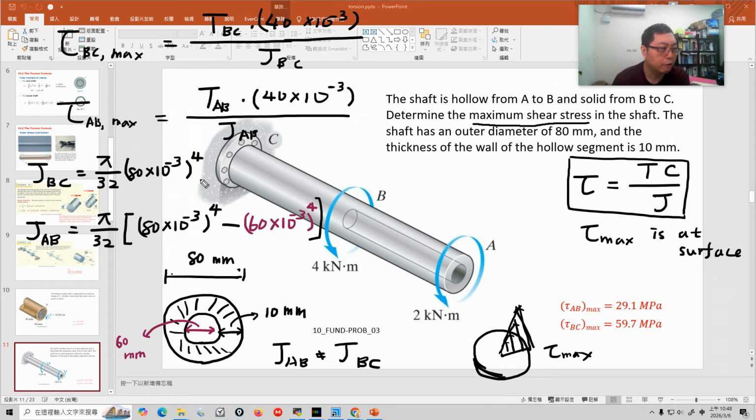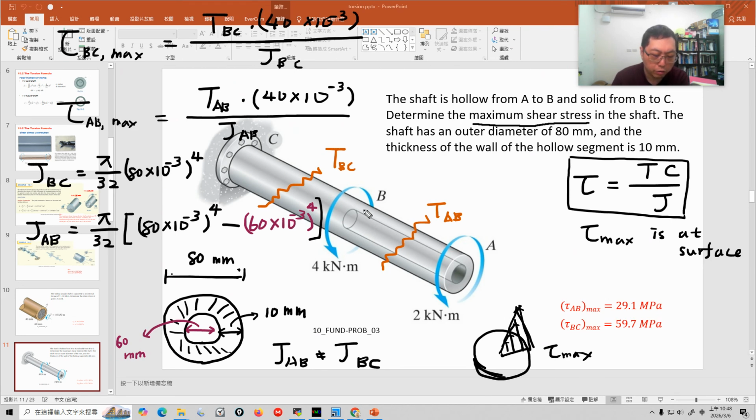And what else do we know? We still have to know the torque at the BC section and the torque at the AB section. So how do we get the torque at the BC section and AB section? We just use the method we use very often, called the cut section method. We cut a section here and a section here. They are called TBC and TAB. Use cut section to analyze and obtain TAB and TBC.